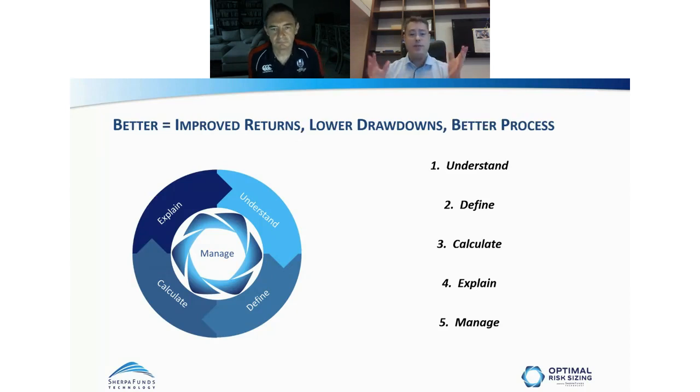And so if you do this in the Sherpa world, what we see with our clients, what we see with other people we know who aren't clients, but who use a similar type of process-driven focus on portfolio construction, this gives you a better portfolio. And better means improved returns, lower drawdowns, and a better, more scalable process.